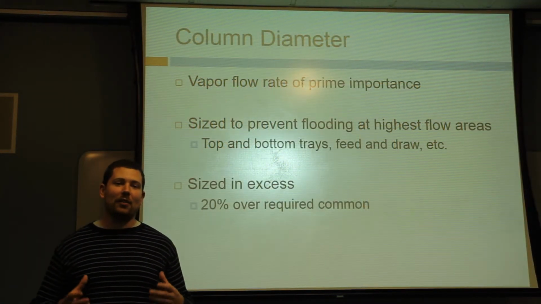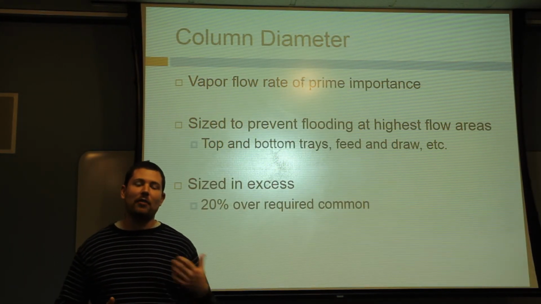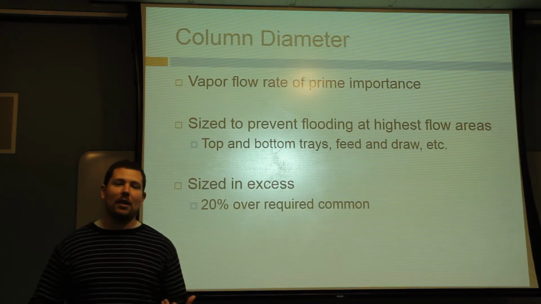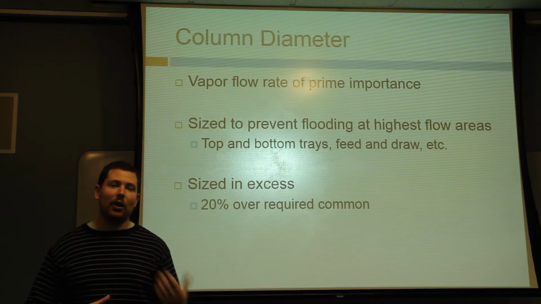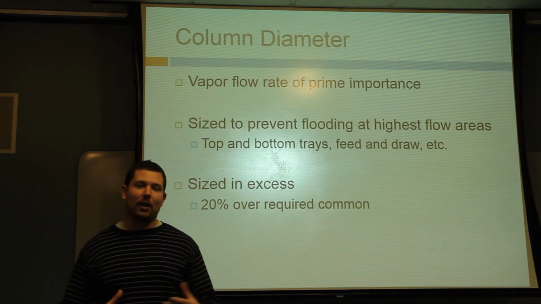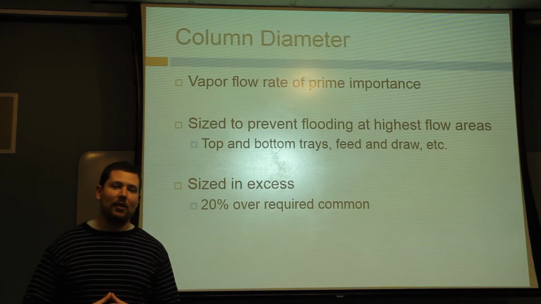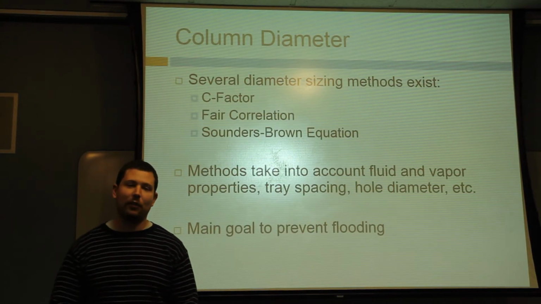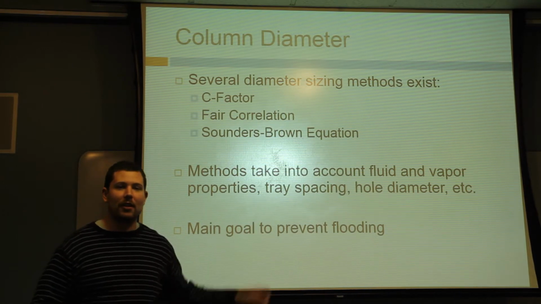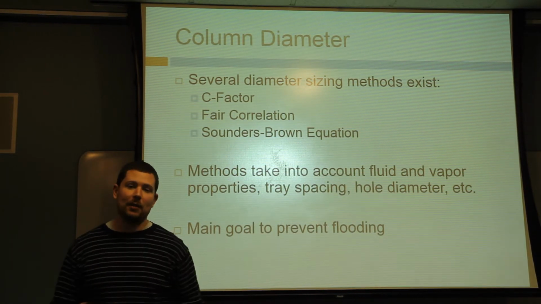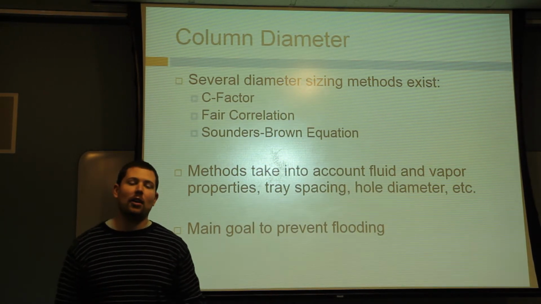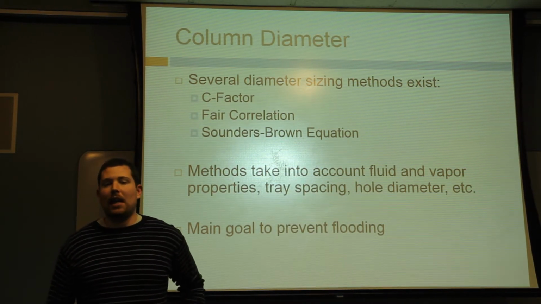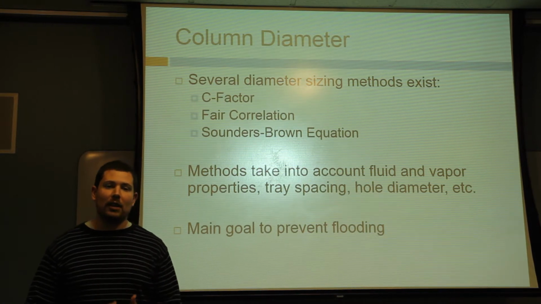When determining the size of the column, you should primarily focus on the vapor flow rate within the column. In general, you want to focus on the areas that you predict that flooding will occur, and you should size your column in about 20% excess of what you actually calculate. There are several methods to do this, which are listed here, but the methods primarily take into account fluid viscosity, density, along with the tray spacing and the hole diameter in the tray. And again, your main goal is to prevent flooding in the column.